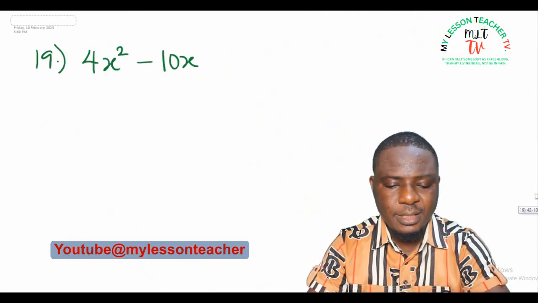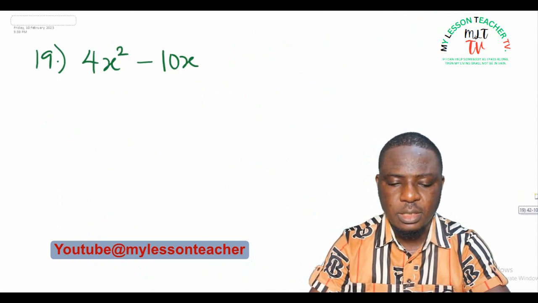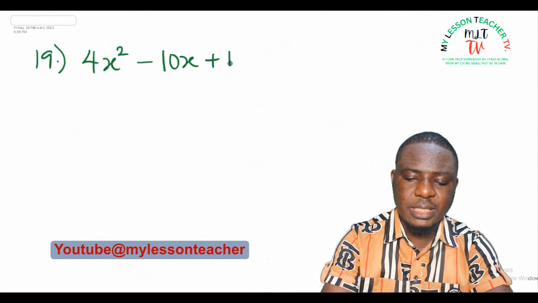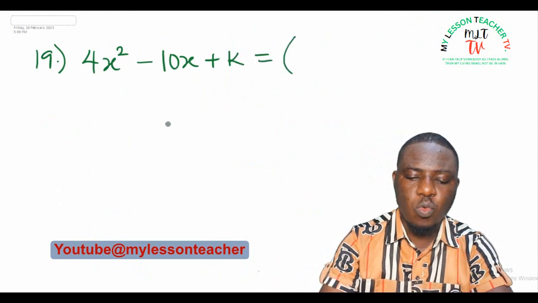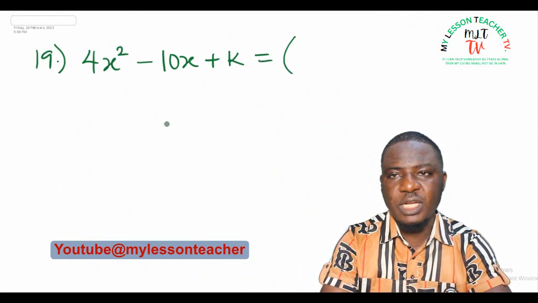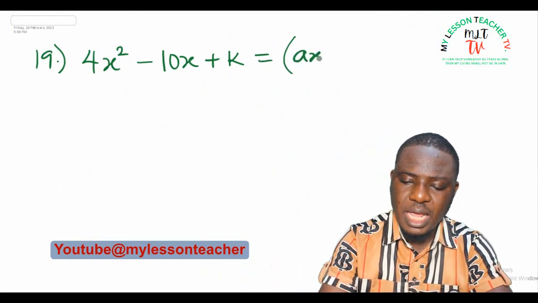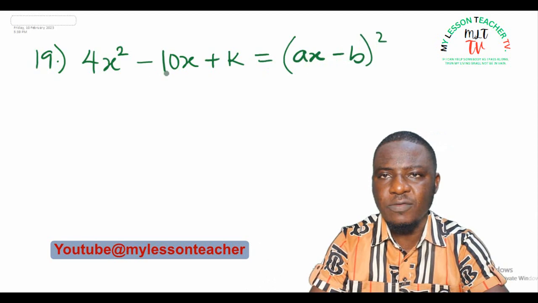Question 19, 4x squared minus 10x. Same thing as what we did. You say let that term be k, and if it is k, it can be factorized to be equal to, remember the coefficient of x squared is not 1, so it's going to be (ax minus b) all squared, minus, because the second term is a negative.